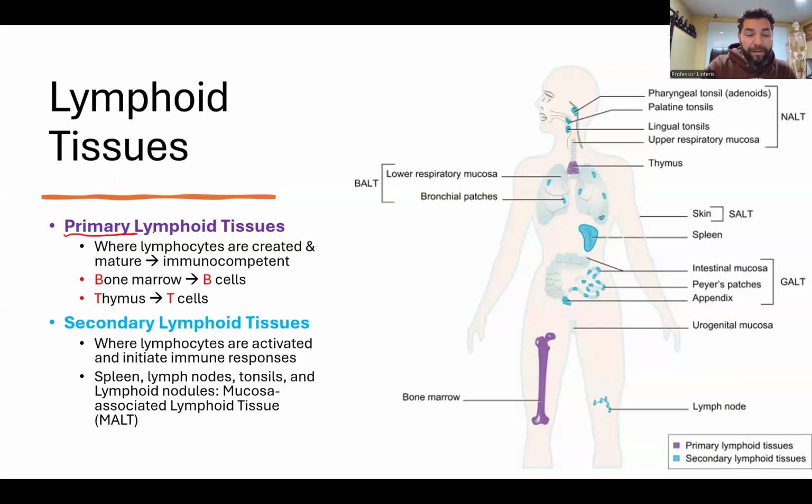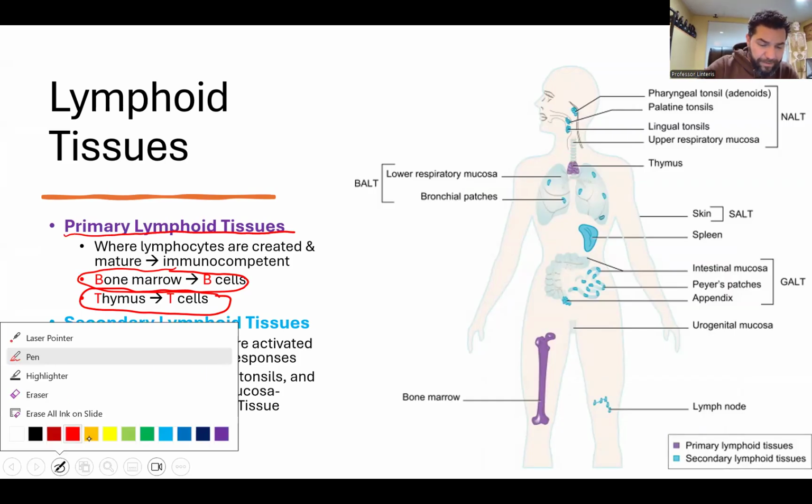And the primary lymphoid tissue is where lymphocytes are created and mature. We call that immunocompetent. We basically educate them. It's like lymphocyte school, if you will. So B cells become smart or immunocompetent in bone marrow. T cells become educated in the thymus. And we'll see a slide on that in a minute.